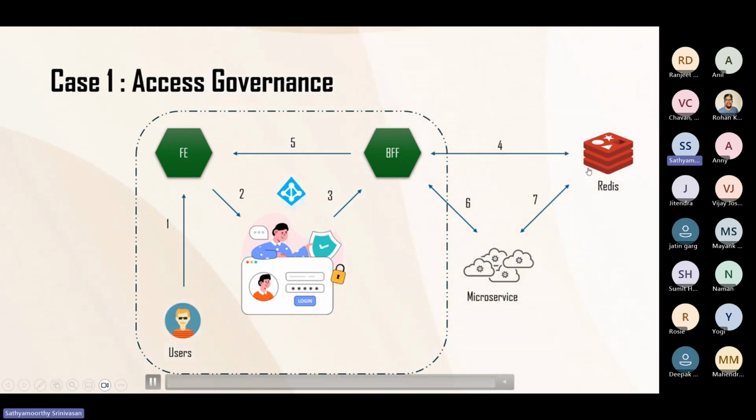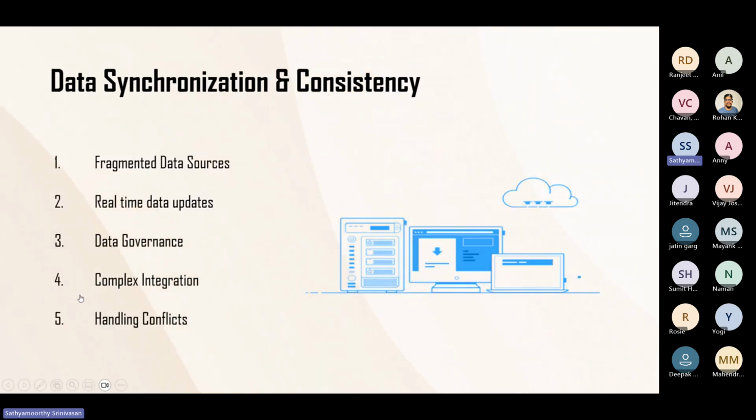BFF also will be taking care of storing the token in the Redis in the encrypted format. So when the next request goes to the microservices to access any of the resources, it can be DAM, it can be any commerce solution or any of the resource servers, the request will be tailored with that session token. So this is case one. I'll go to the next one.